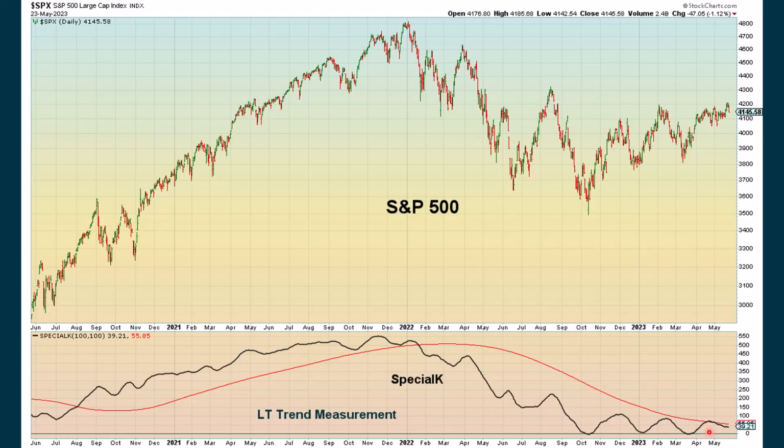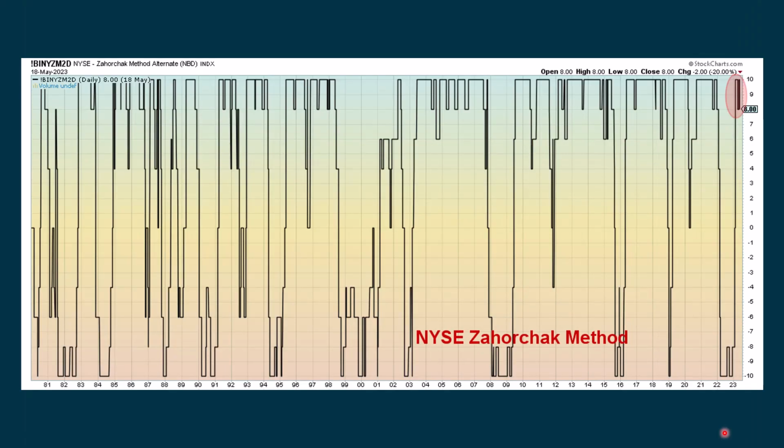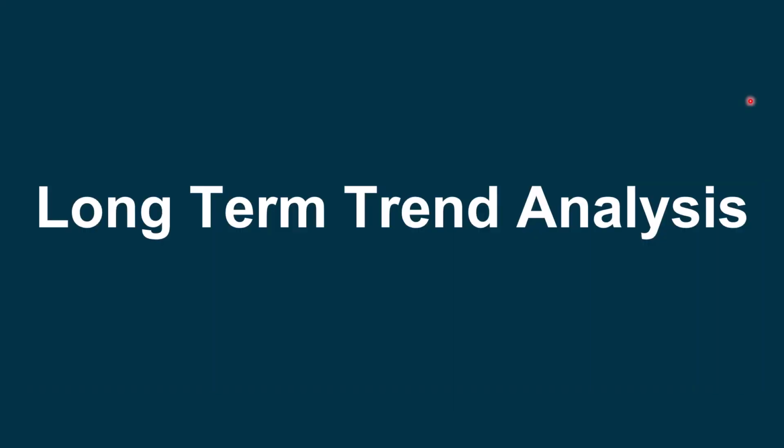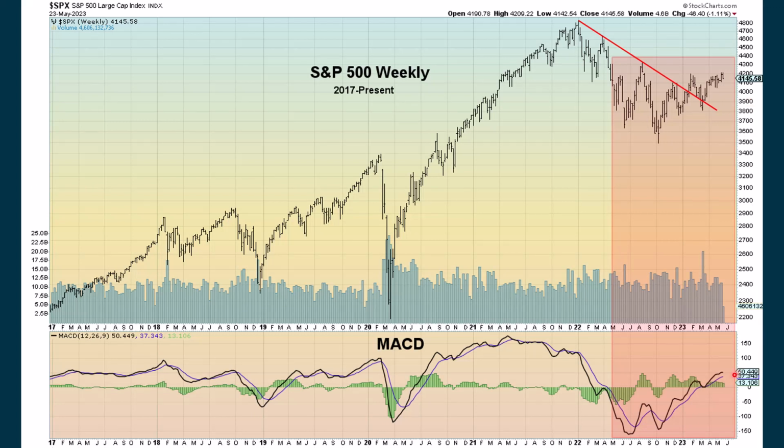Our long-term analysis, we're still below the special K. We were not able to break through that. Then this is a new chart that I showed yesterday from Zahorchak, which is quite a name to have. This doesn't generate very many signals, and it had been negative for 2022 and into the early part of 2023. Well, now it has registered a buy signal, and this is much longer term. In our long-term analysis, we're still holding up here with the MACD above its moving average, suggesting that this breakout above this trend line is still legitimate.